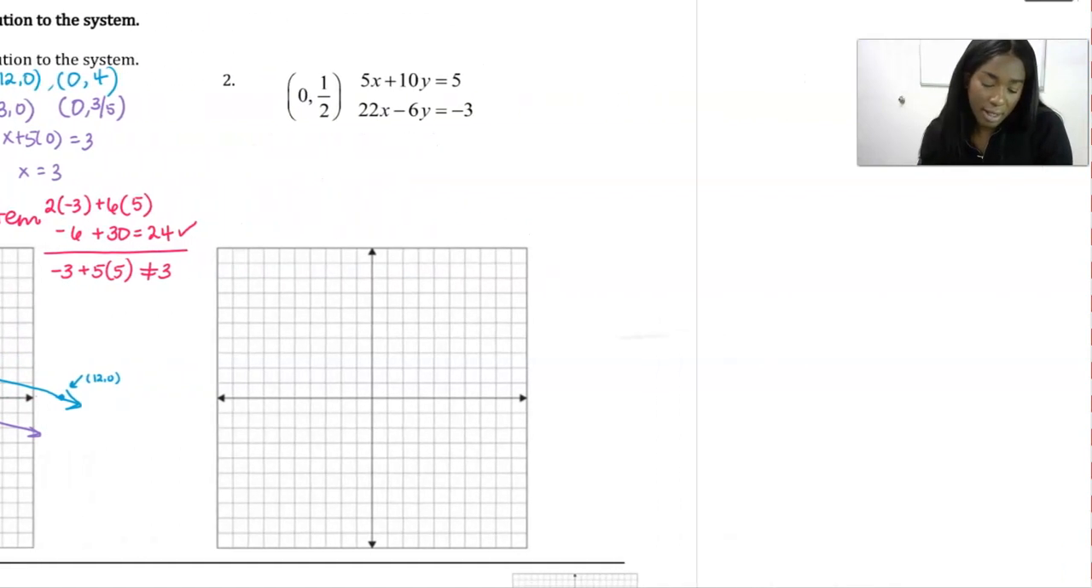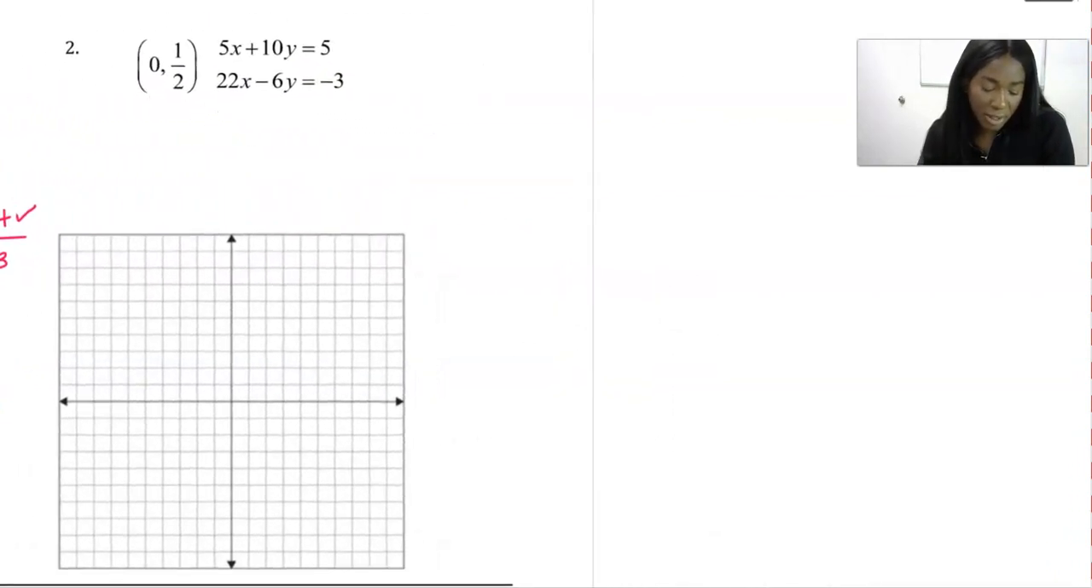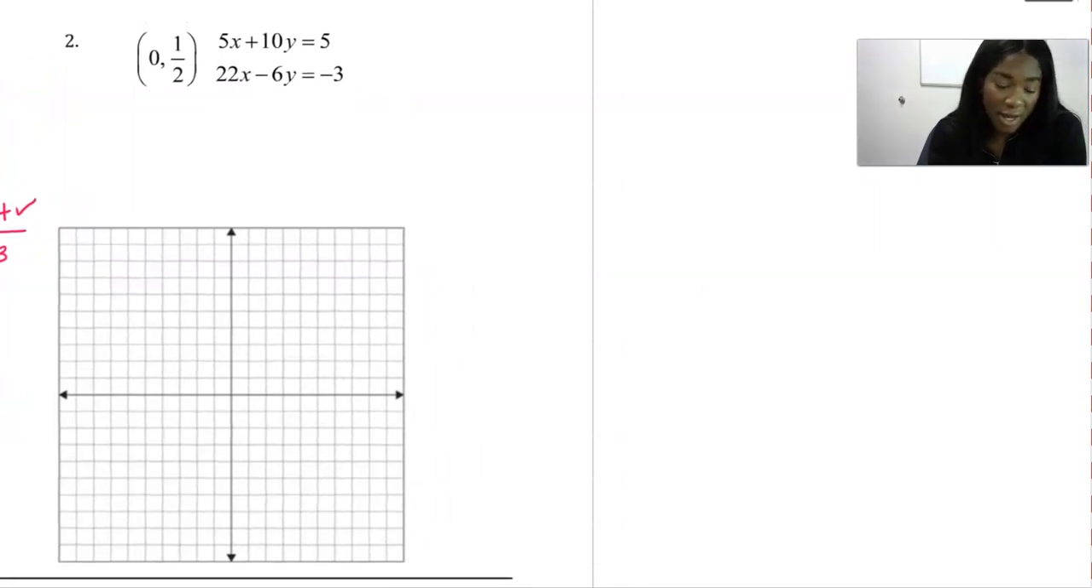Now let's go take a look at example 2. I'm first going to quickly write what our intercepts are. That's going to help us graph the line. For the first line, to find the y-intercept, if x is 0, then y would be equal to a half. So this has the point (0, 1/2).